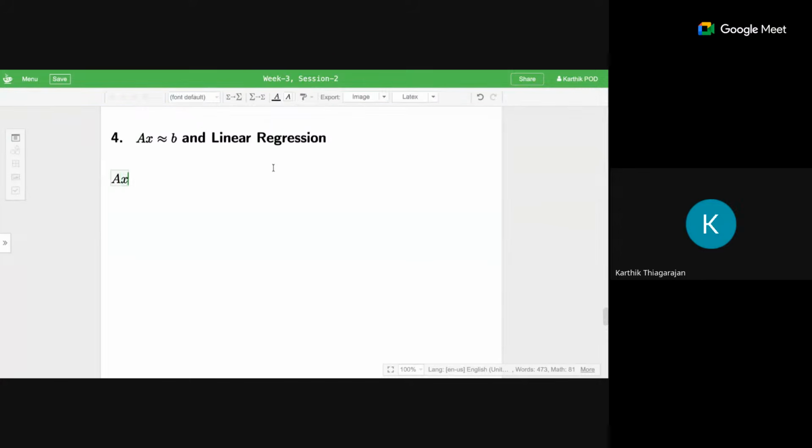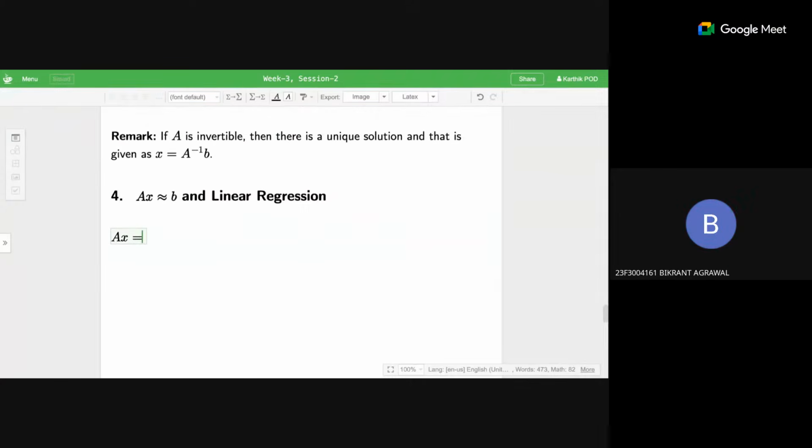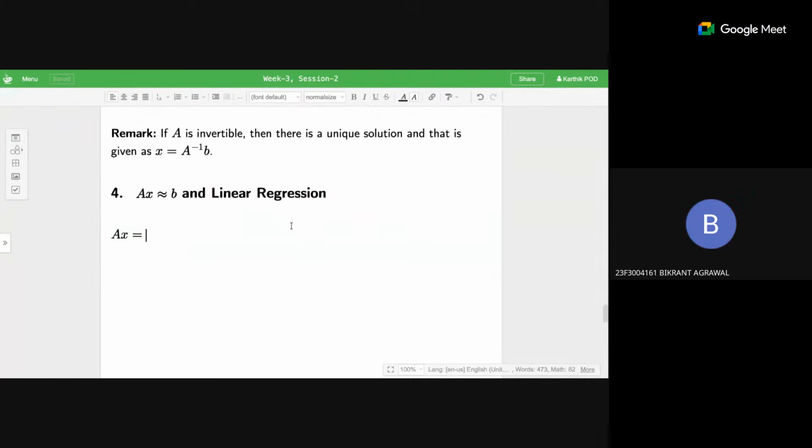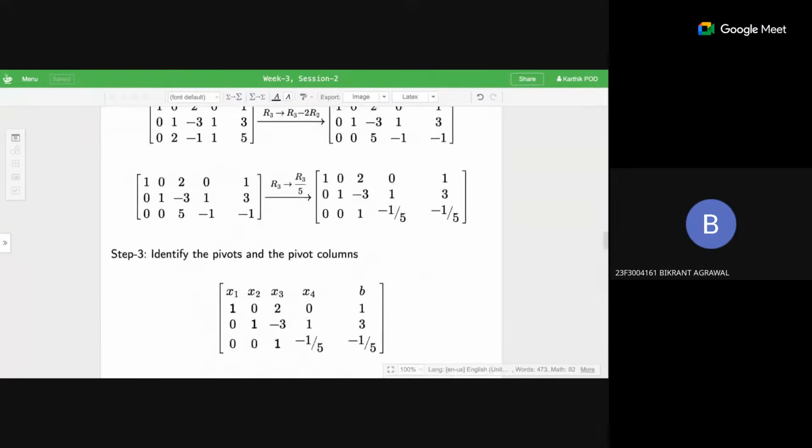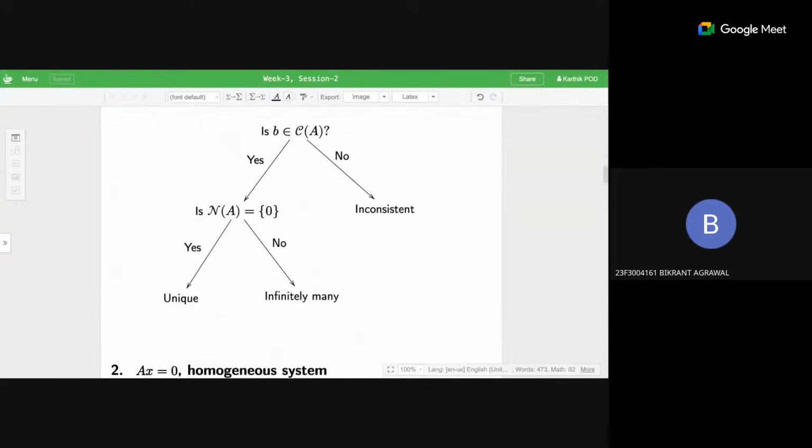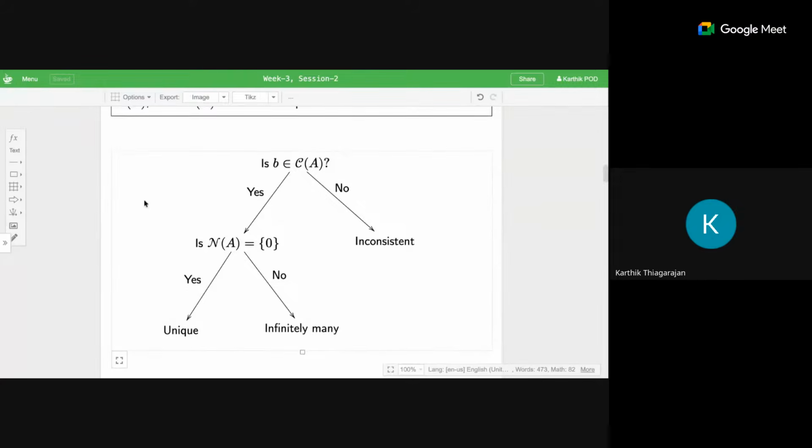Now, the first thing is I have a question here. Can we move to the kind of diagram that you showed before? Is this diagram complete? In what cases is this inconsistent? It's complete in the sense that if it is consistent, it's complete. But if it's not in the column space, the system is inconsistent. You can never find a solution.